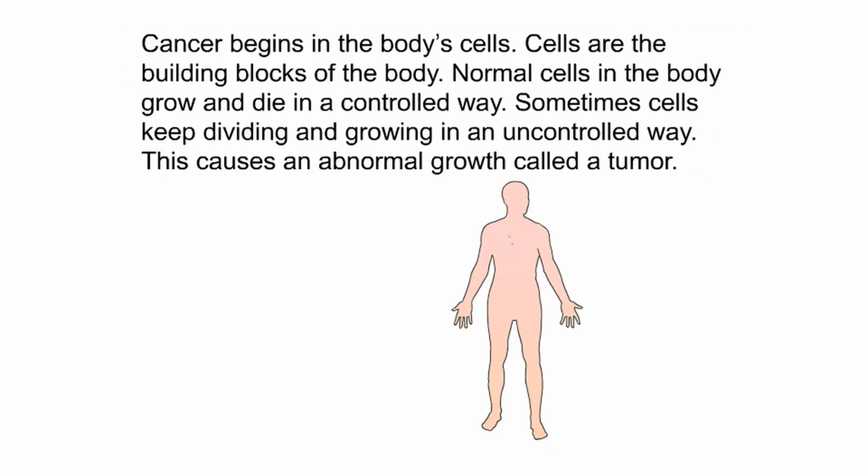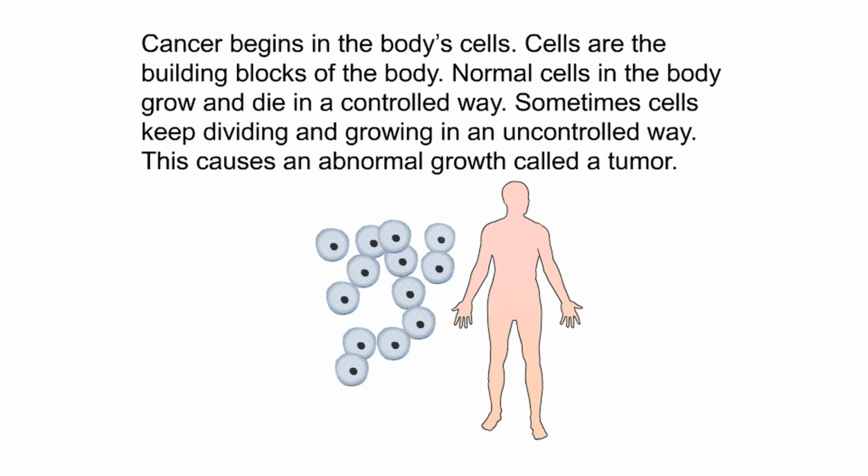Cancer. Cancer begins in the body's cells. Cells are the building blocks of the body. Normal cells in the body grow and die in a controlled way. Sometimes cells keep dividing and growing in an uncontrolled way. This causes an abnormal growth called a tumor.